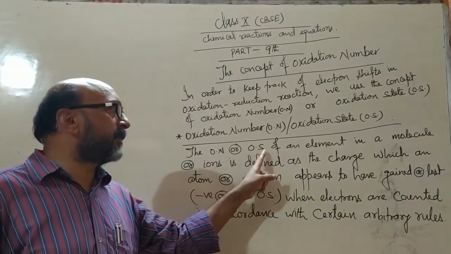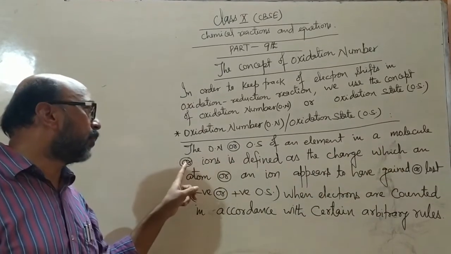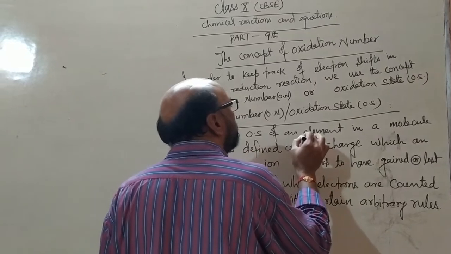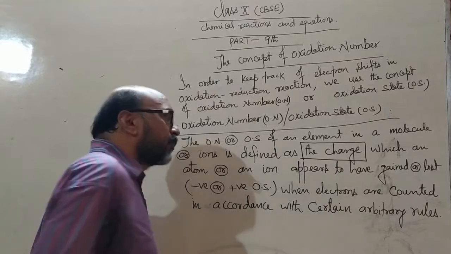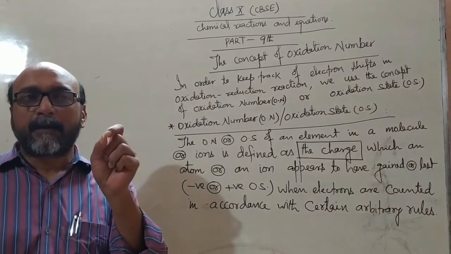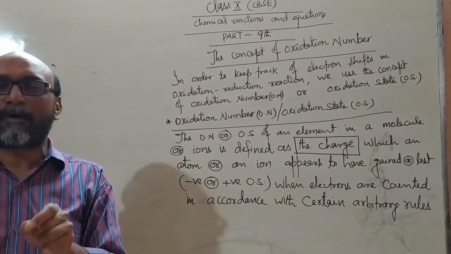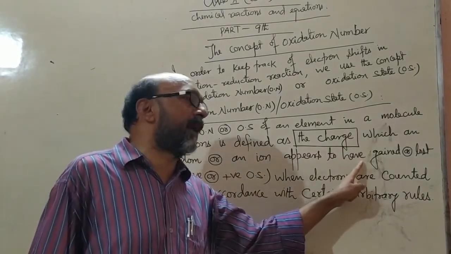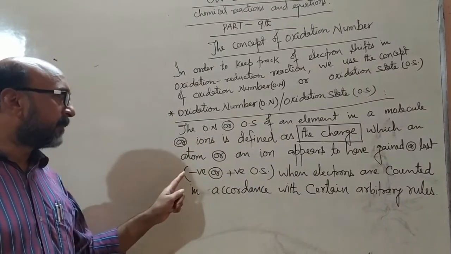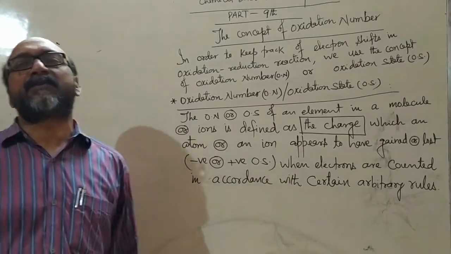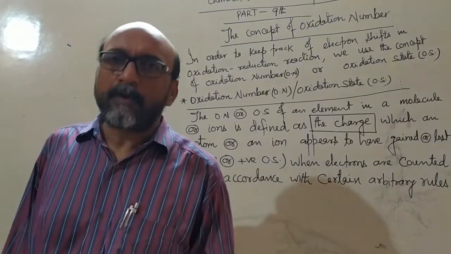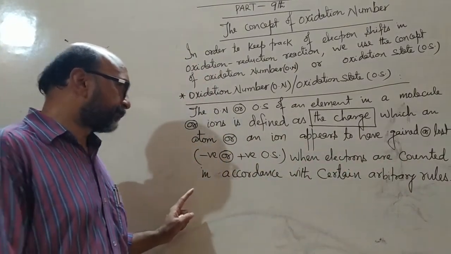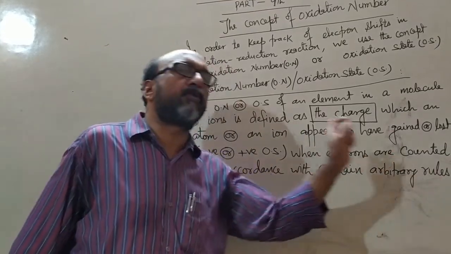The oxidation number or oxidation state of an element in a molecule or ions is defined as the charge. This is the important part of this definition. Means oxidation number and oxidation state is the charge which an atom or an ion appears to have gained or lost, means negative or positive oxidation state. Oxidation state may be 0, negative and positive, when electrons are counted in accordance with certain arbitrary rules.